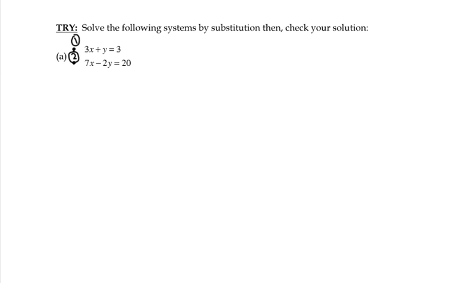Okay, so part A, we're going to rearrange. The easiest to do is rearrange 1 for x equals or y equals? Y equals, because the y there has a coefficient of 1. So can you please rearrange that equation for y equals?